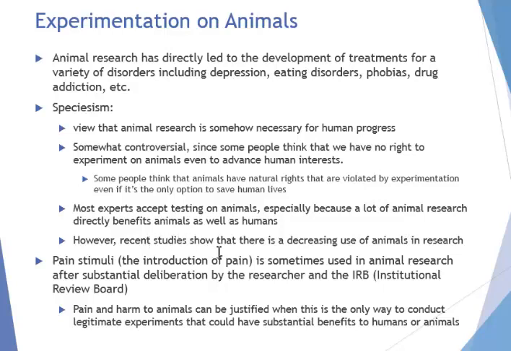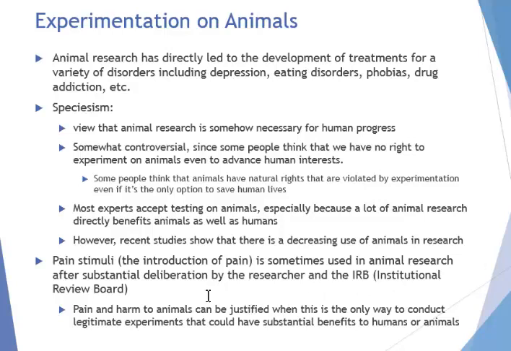Recent studies show that there's a decreasing use of animals in research because it's becoming less necessary. Hopefully, if you can test on humans in a way that doesn't cause any harm, you might as well do that. It's always better to test on humans anyway because it's more likely to produce results that are going to be effective on humans. You can test on a monkey or a rat, but if you test on a human, you're more likely to get a result that's going to be reproducible on another human being. What about pain stimuli?